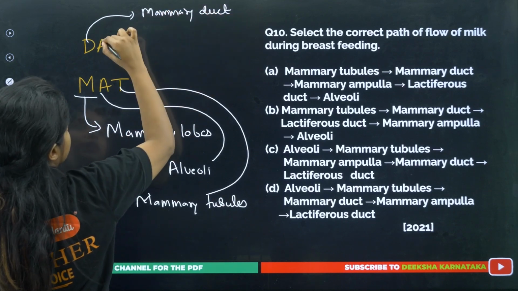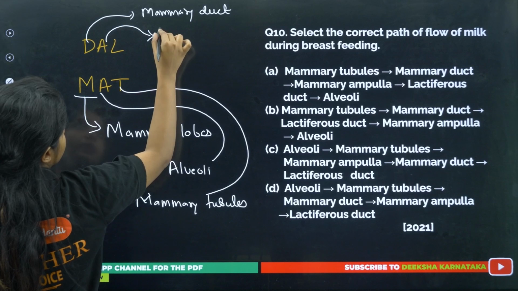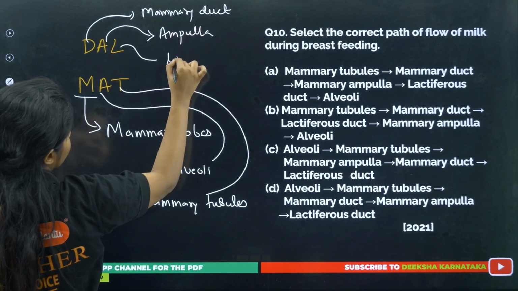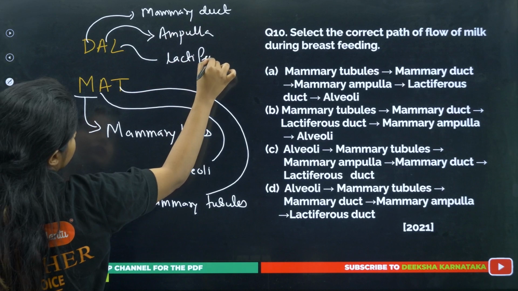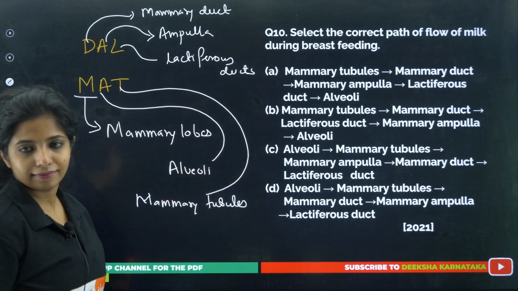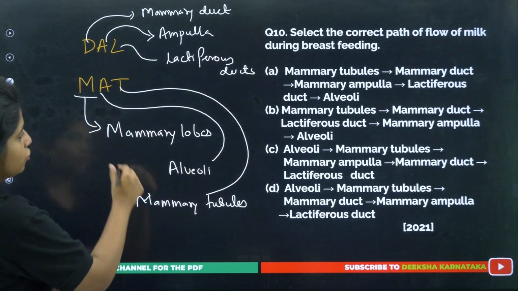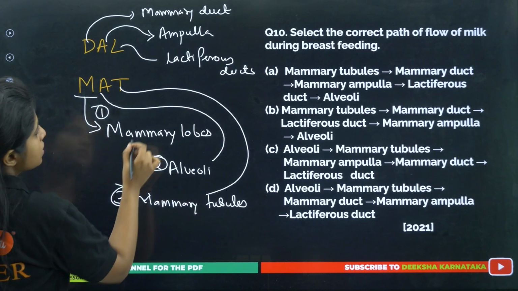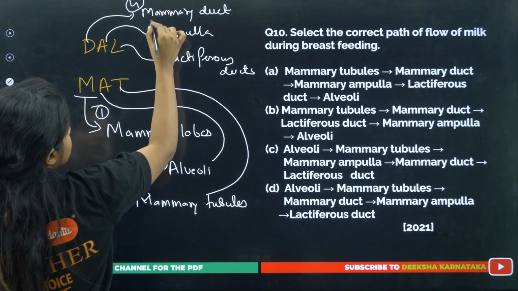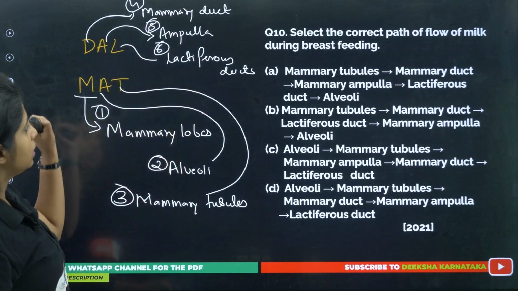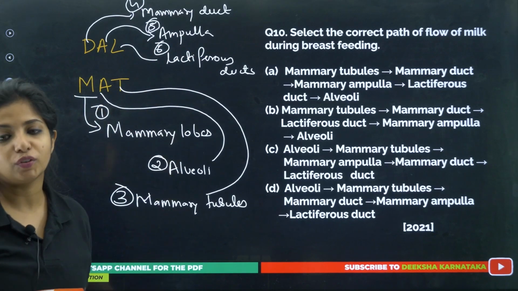Now tubules will be opening into the mammary duct. Ducts will be opening into the ampulla. Ampulla will be opening into lactiferous ducts. And finally, that's done. So this is the flow, children. Mammary lobes, then alveoli, then tubules, then ducts, then ampulla, then lactiferous ducts. So dal fell on mat. This is how you can remember.